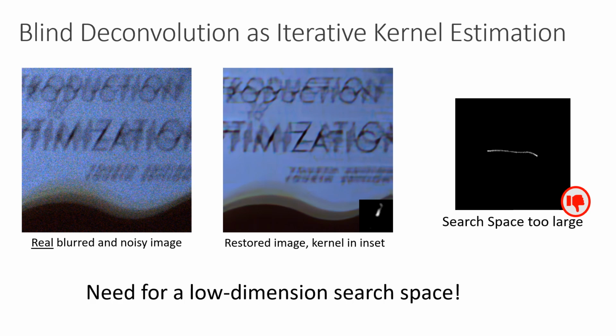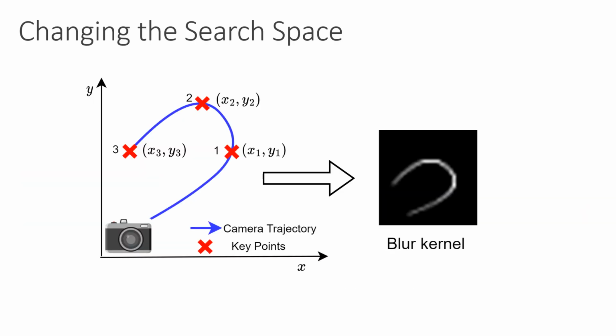So our diagnosis for this problem is we need to search for the kernel in a differentiable and lower dimensional search space. Here's how we do it. We imagine the blur kernel in terms of the camera trajectory. The camera trajectory itself can be viewed in terms of these three key points. Given these key points, you can generate the camera trajectory using spline interpolation, and hence you have one-to-one mapping between these few key points and the blur kernel.